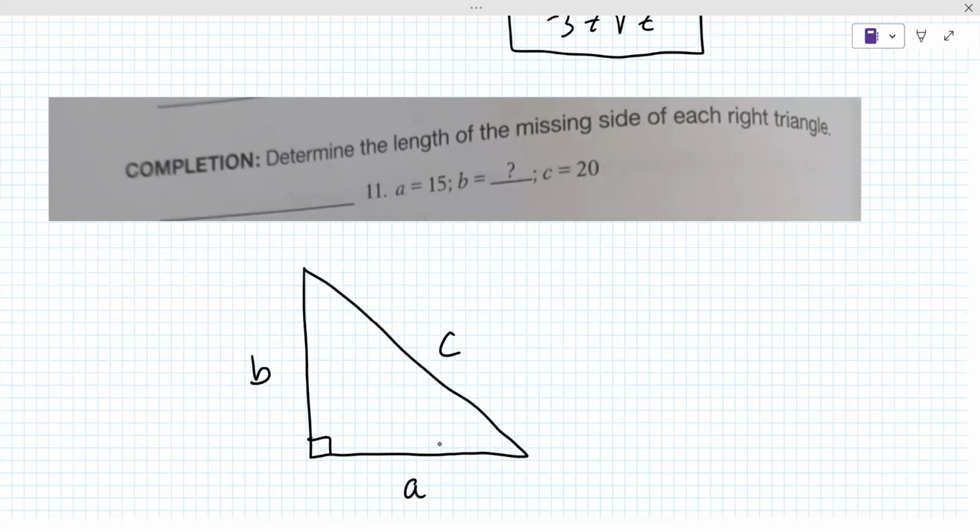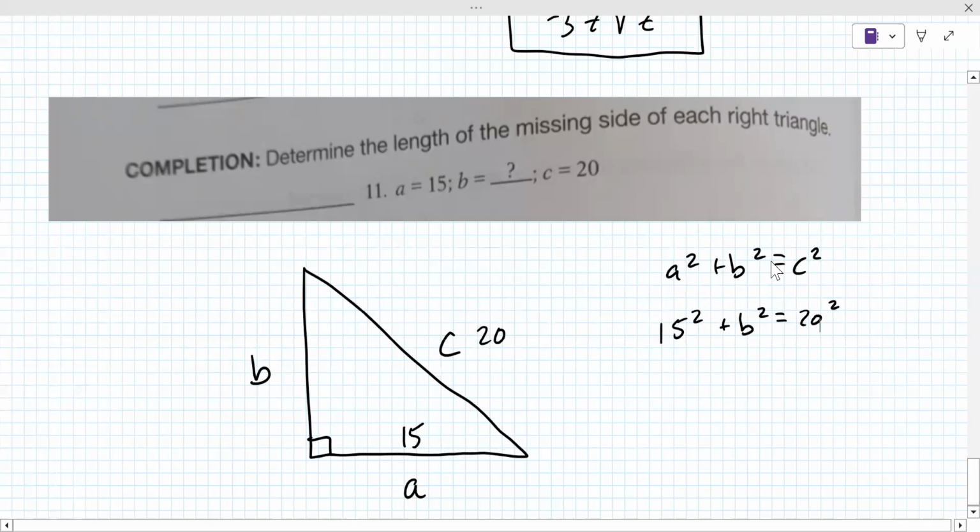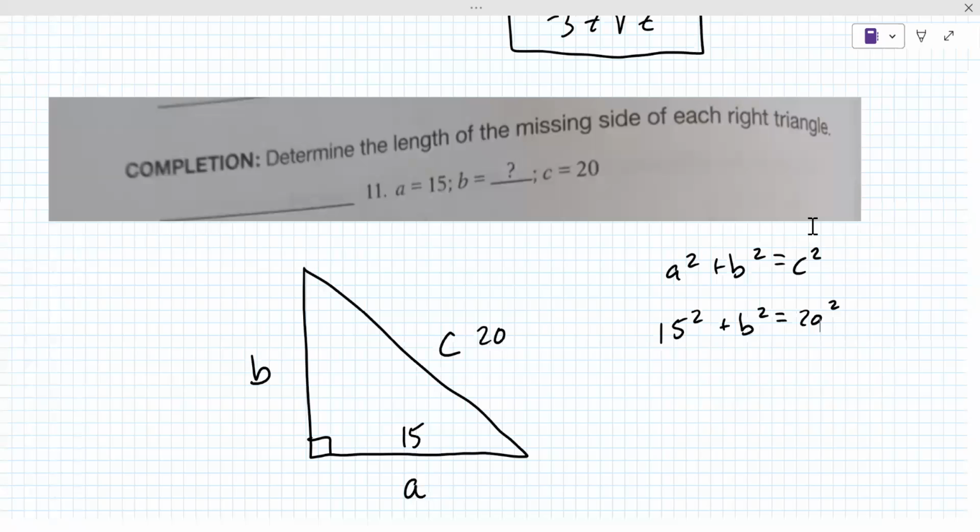Okay. Are they giving you the value of A, B, or C in this problem? A is 15, so I'll write that down. A is 15, and C is 20. Okay. And we know that A squared plus B squared equals C squared. 15 squared plus B squared equals 20 squared. So you're substituting the numbers that they're giving you into this formula.